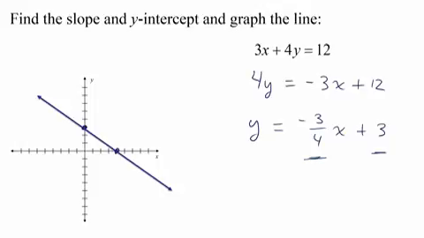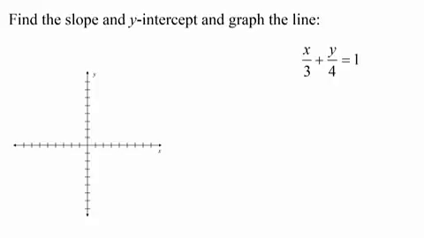Now it is time for you to try a problem. Find the slope and y-intercept and graph the line x over 3 plus y over 4 equals 1. Pause the video while you work on this problem. When you are finished, restart the video and check your solution.